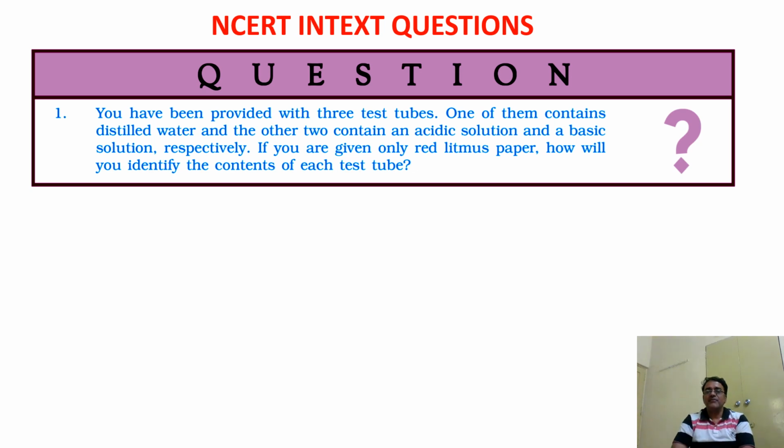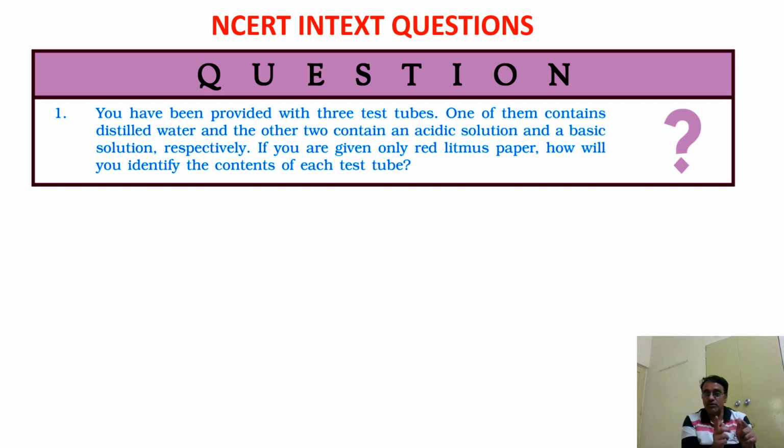If you are given only red litmus paper, how will you identify the contents of each of the test tubes? So very easy. We know that acid changes blue litmus to red, okay, and base will change red litmus to blue. Now we have red litmus paper. So what we will do, we'll take 3 test tubes, and we will dip this red litmus in all the 3 test tubes. In the test tube where the color changes to blue, that means that is basic. Okay, so we will separate it out.